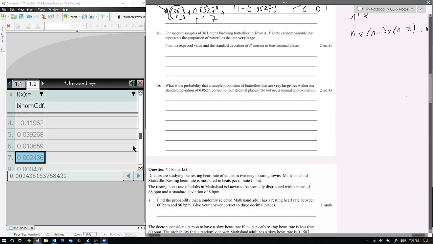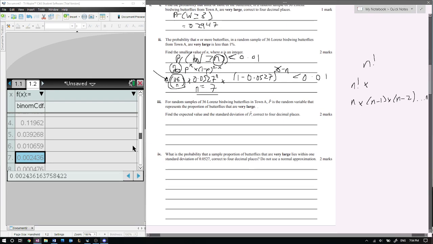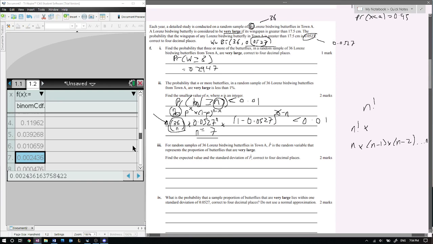Oh, I think my OneNote is frozen. Okay, so we're going to move on. Question F III. For random samples of 36 butterflies in town A, p hat is a random variable that represents the proportion of butterflies that are very large. Find the expected value and standard deviation of p hat, correct to 4 decimal places.